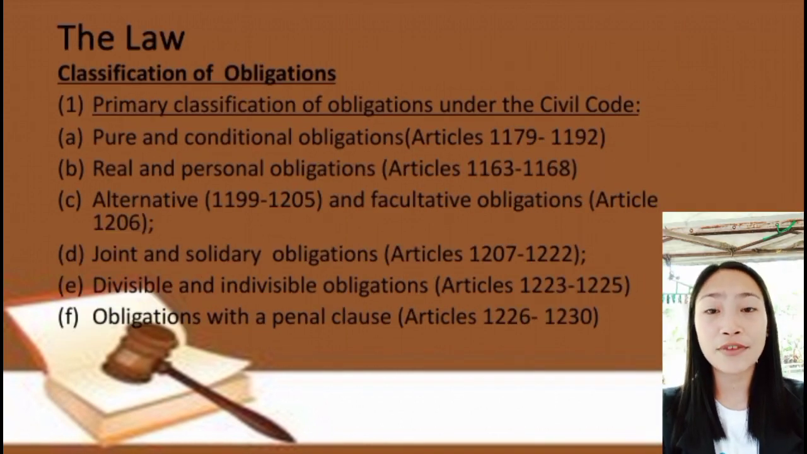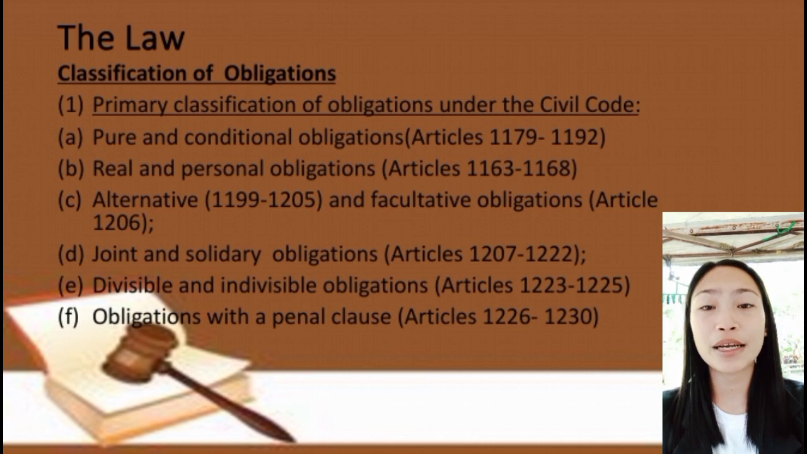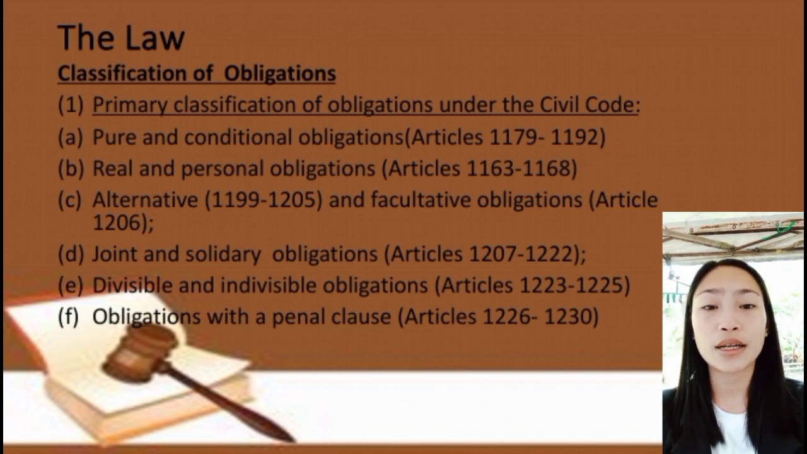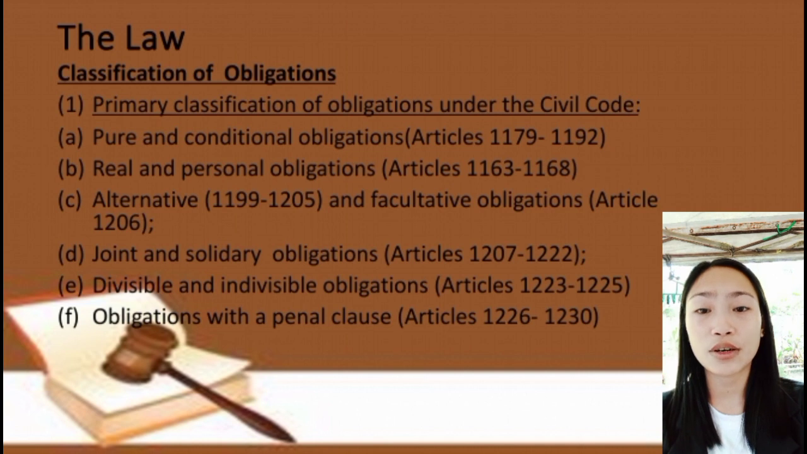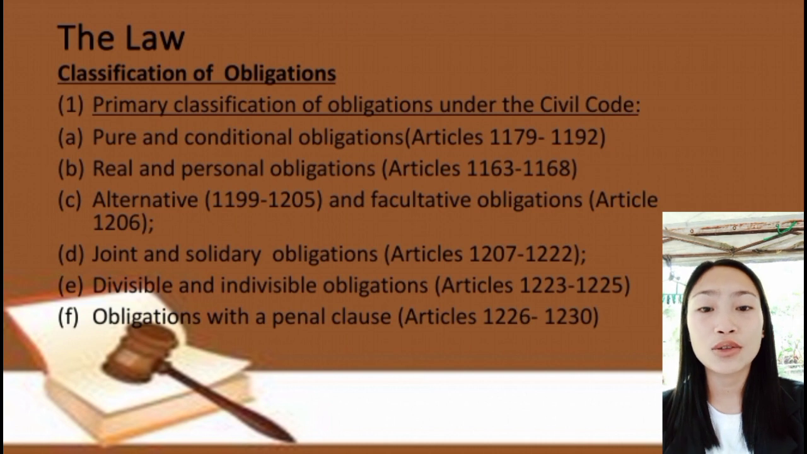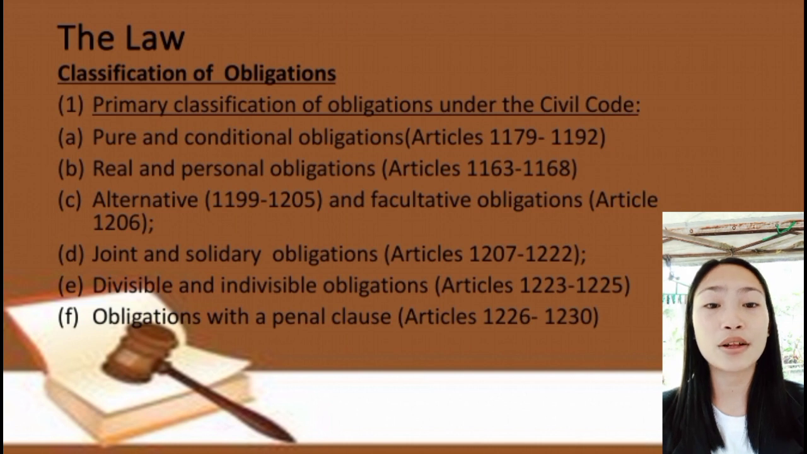The law: classification of obligations. First is the primary classification of obligations under the Civil Code: pure and conditional obligations, Articles 1179 to 1192; obligations with a period, Articles 1193 to 1198; alternative obligations, 1199 to 1205; facultative obligations, Article 1206; joint and solidary obligations, Articles 1207 to 1222; divisible and indivisible obligations, Articles 1223 to 1225; and last, obligations with a penal clause, Articles 1226 to 1230.